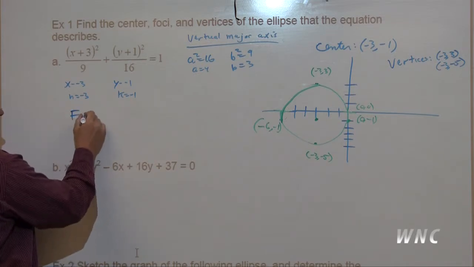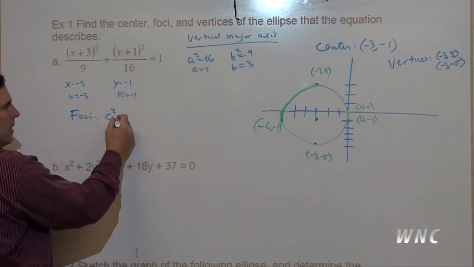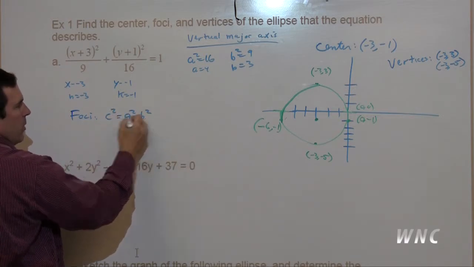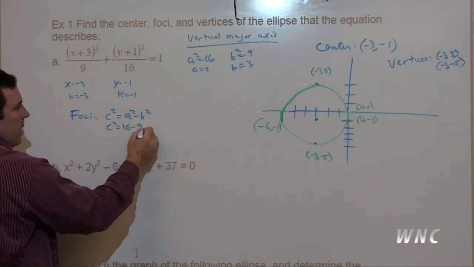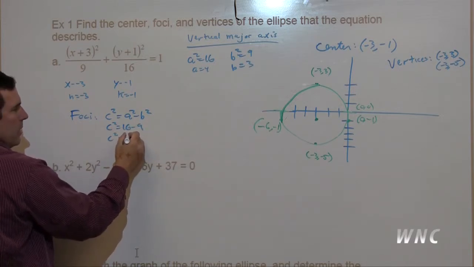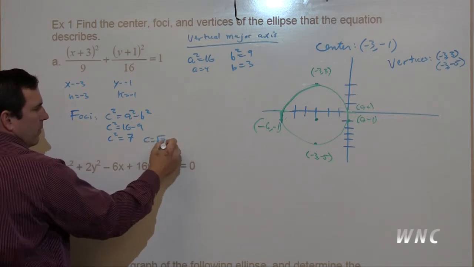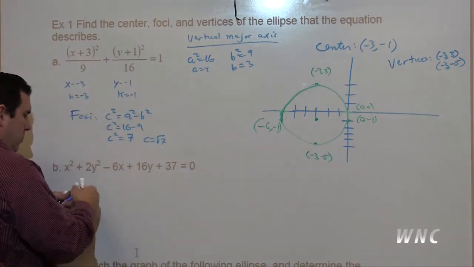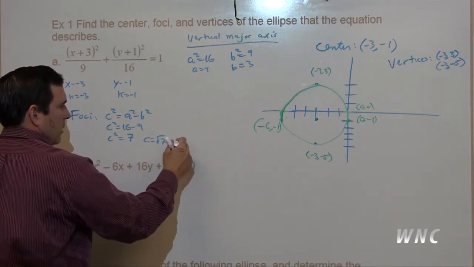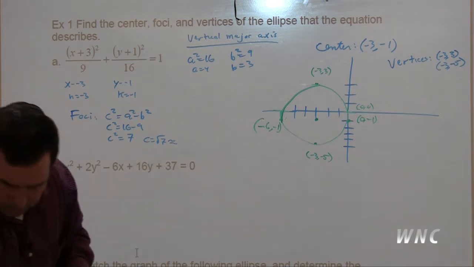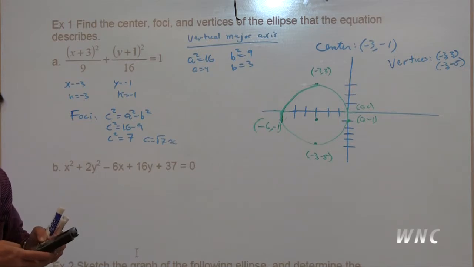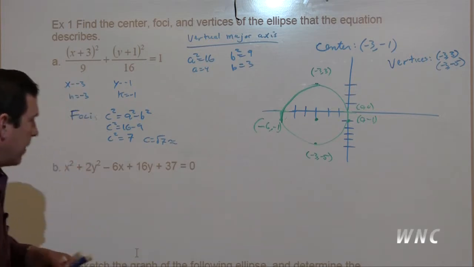So the foci are located at c units away from the center. So c squared equals a squared minus b squared. So c squared equals 16 minus 9. c squared is 7, so c equals the square root of 7. So that means if I go up square root of 7, now square root of 7 is approximately what? 2.65.